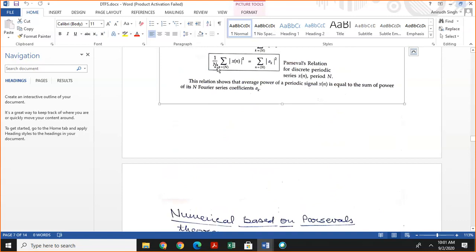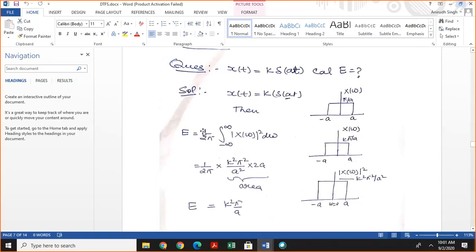Energy is given according to Parseval's relation. N is the periodic time, so N is the period. Energy is given by 1 by 2 pi integration from minus infinity to plus infinity square of mod of x of omega d omega. And this is the area of square of mod of x of omega. So if we calculate the area of square of mod of x of omega and multiply that quantity by 1 by 2 pi, we get the energy of this sampling function in the time domain.